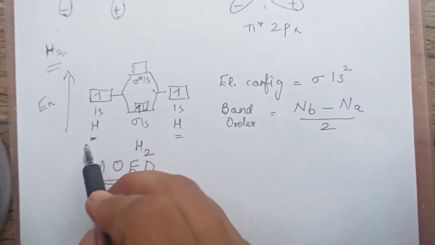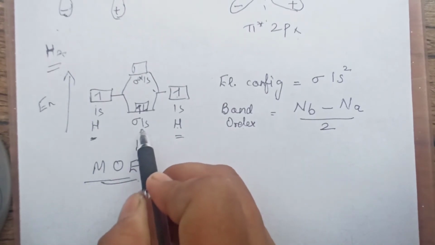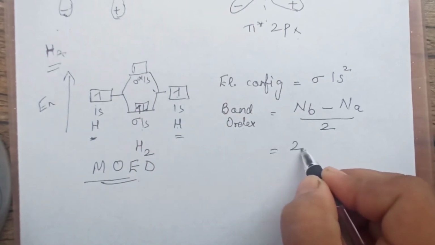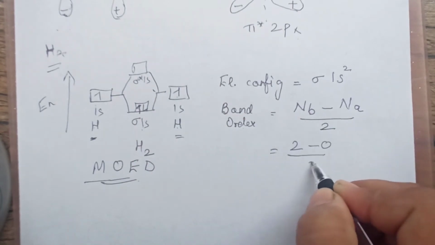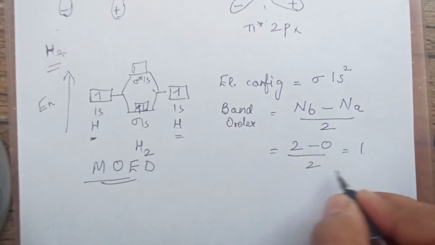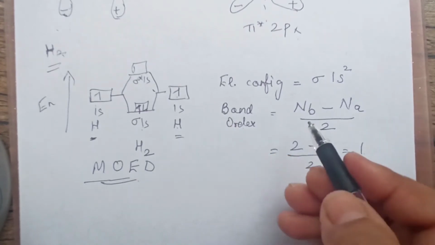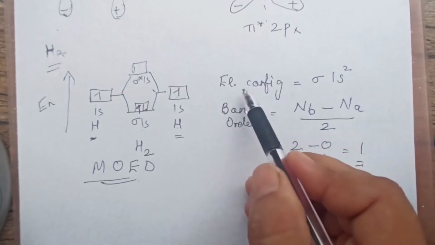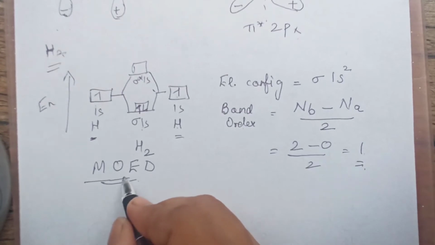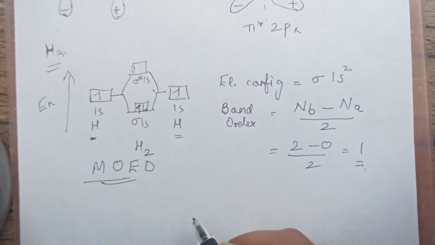So how many bonding electrons are there in this? This one you can say 2. Anti-bonding 0. So what is the bond order? 2 minus 0 by 2. You are getting 1. That means the bond order for hydrogen is 1. Right? So the molecular orbital configuration is this, the bond order is this, and this is the diagram. Is it clear? So we will also apply it for some other species.